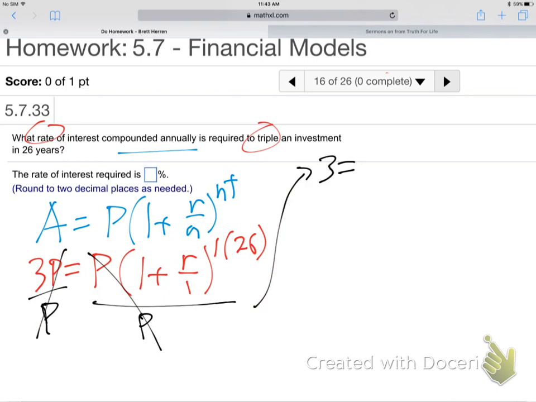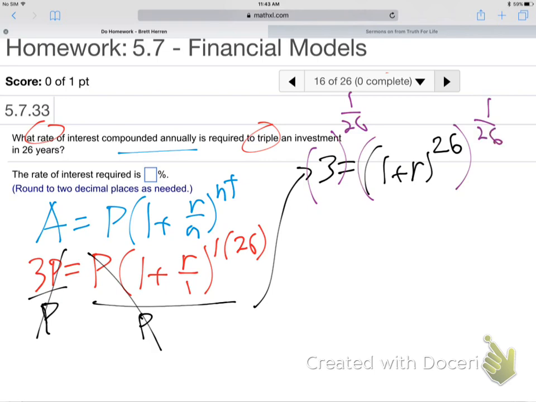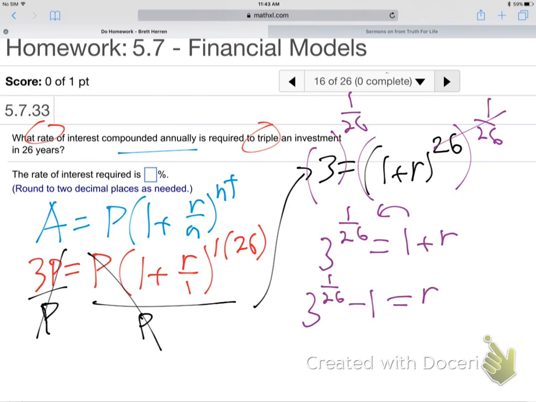So 3 equals 1 plus r to the 26. You all good to there? I'm racing ahead of you. So what do you do now? Can you finish from there? Can you solve for r there? So r saying I want to be alone, so you got to get rid of that 26. So you raise both sides to the 1/26 or the 26th root. Same thing, huh? So it cancels. So 3 to the 1/26 is 1 plus r. Then just subtract the 1. So 3 to the 1/26 minus 1. So 3 to the power of. Make sure you're cranking these in your calculator because it's not always as easy as it looks.